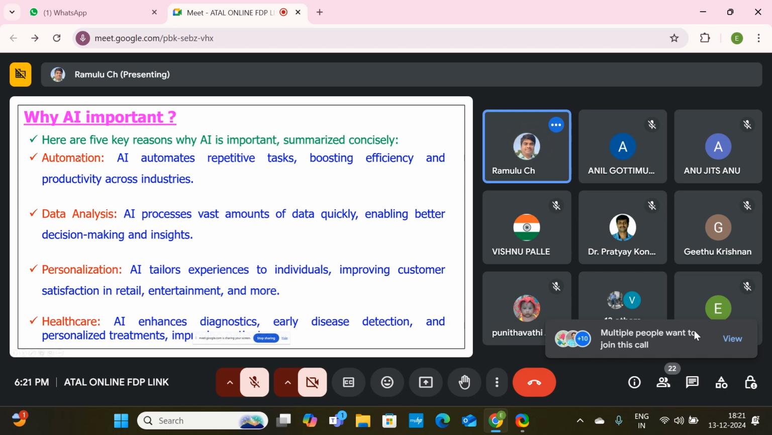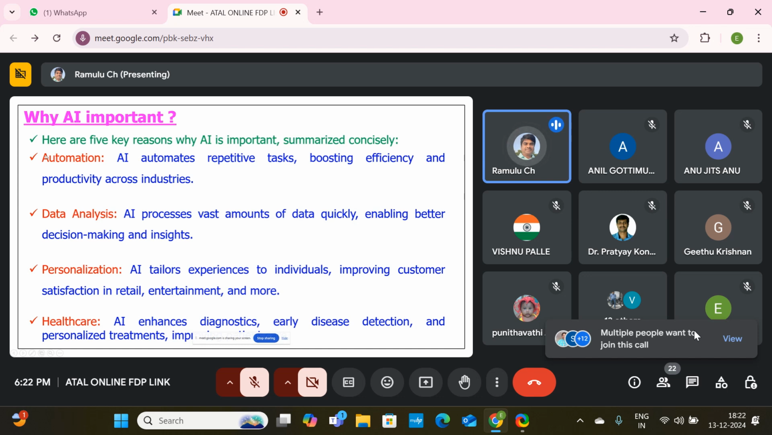One is automation. What is meant by automation? AI automates repetitive tasks. Continuously throughout the day, one work is repeating, and in that there is no need of a human. So if you write one algorithm using AI, then that will take care of the automation without the continuous involvement of human beings. AI automates repetitive tasks, boosting efficiency and productivity across industries.